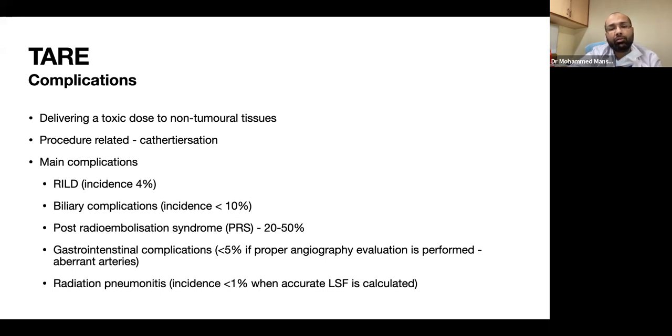And post-radioembolization syndrome, where the patient can develop abdominal pain, nausea, vomiting, and fever. And that is the most important, and that could be 20 to 50%. And this can be reduced by properly selecting the patient and giving pre-medications, the steroids, the proton pump inhibitors, and antiemetic medication. There can be gastrointestinal complications if a proper angiography is not performed, where you evaluate the aberrant arteries. And the last one is the radiation pneumonitis, and this can be avoided by accurately estimating the lung shunt fraction.